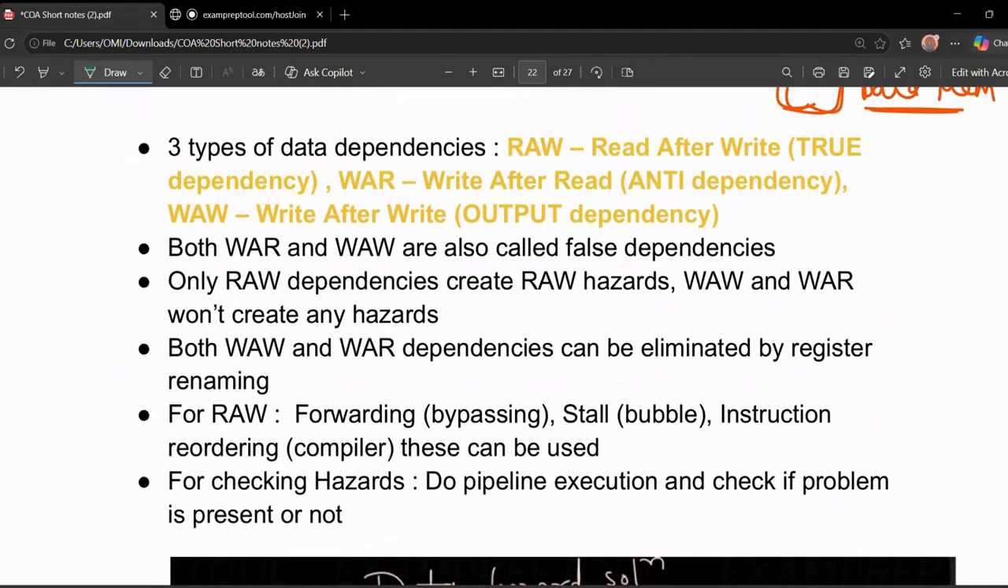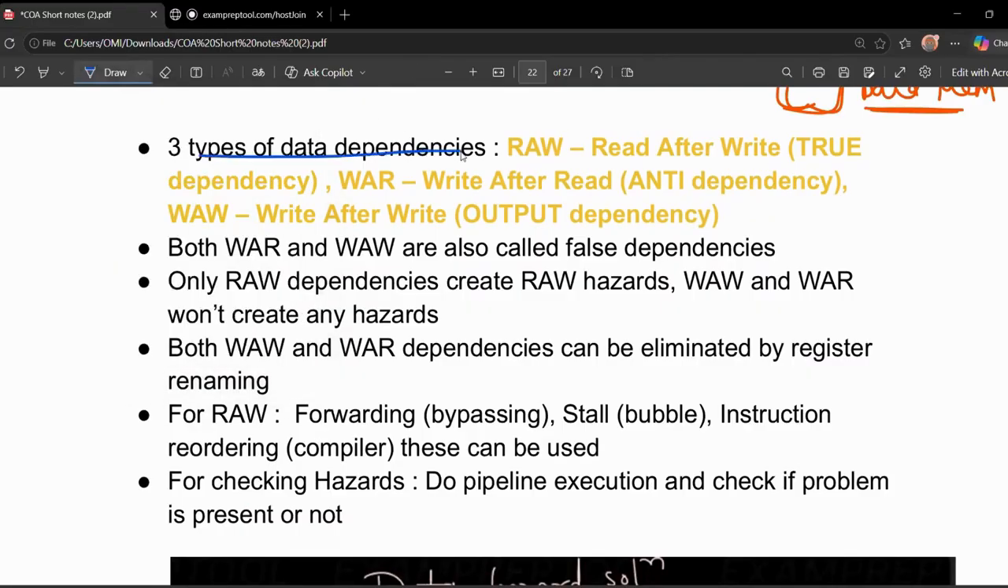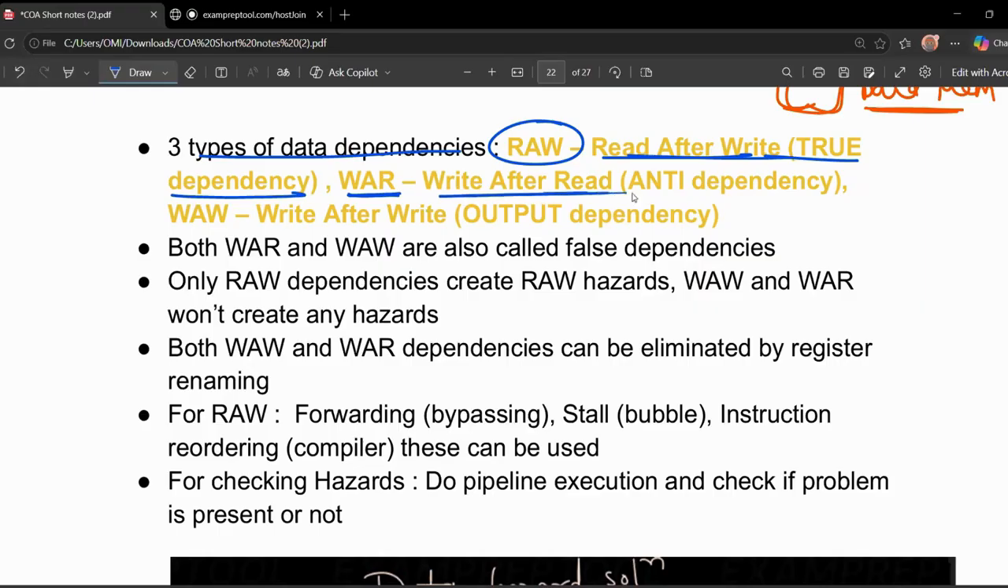Now we will see that there are three types of data dependencies. First is RAW, which is read after write. It's also called true dependency. The next is WAR, which means write after read. It is also called anti-dependency. And the next is WAW, which is write after write, and that is also called output dependency.